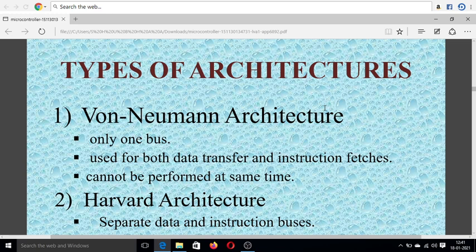So my point is clear: in the Von Neumann architecture only a single bus is used for both data and instruction fetching, whereas in the Harvard architecture two separate buses are there for data and instructions. In the Von Neumann architecture we can't transfer data and fetch instructions at the same time, whereas in the Harvard architecture transfers can be performed simultaneously on both the data and instruction buses. This is the internal architecture of the 8051.